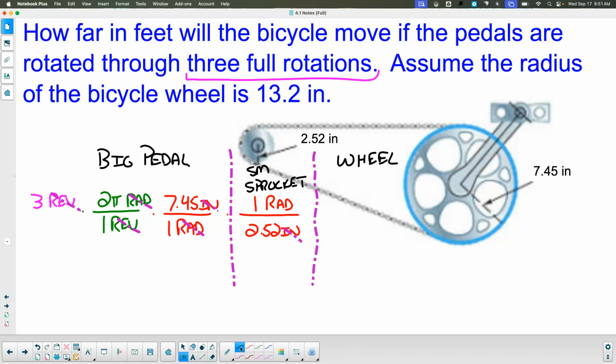So now I'm to the wheel. We went from the pedal to the chain to the small sprocket out to the wheel. We have to stay connected. We can't just jump from the pedal to the wheel because they're not connected. Okay? We went from the pedal to the chain to the small sprocket to the wheel. Okay. So I'm in radians now of the wheel. The wheel has a radius of 13.2 inches.